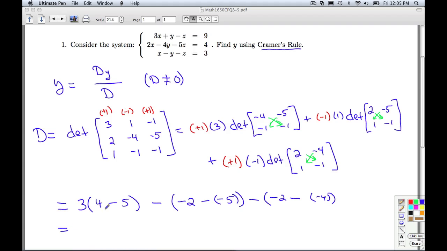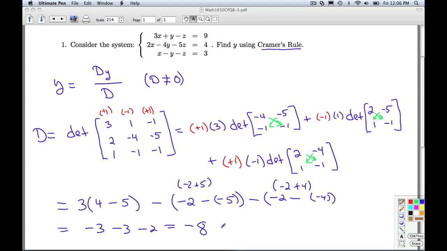So I work this out. 4 minus 5 is negative 1, times 3 is negative 3. Negative 2 minus a negative 5 would be negative 2 plus 5. That would be a positive 3, but I'm subtracting it, so I subtract that off. Negative 2 minus a negative 4 would be negative 2 plus 4. That would be a positive 2, but once again I'm subtracting it. And so when the dust settles, I get negative 8.